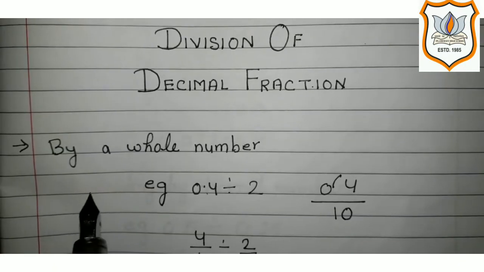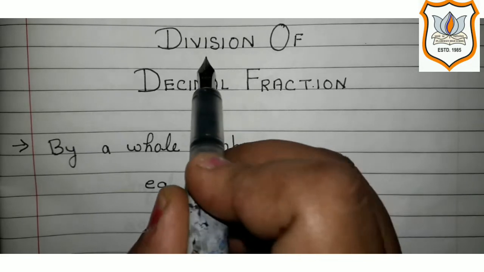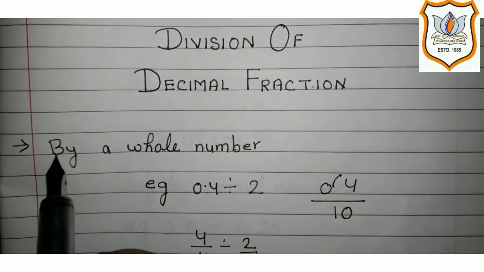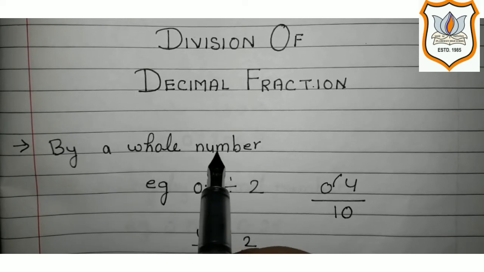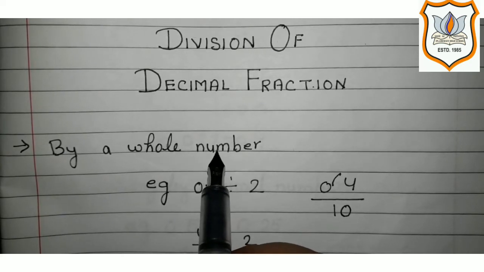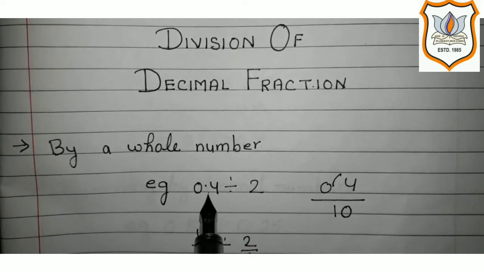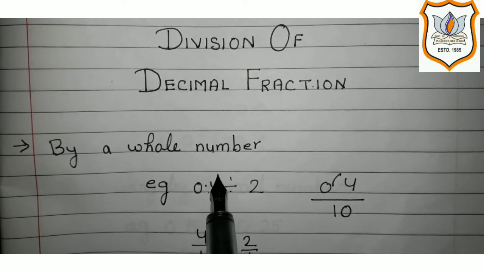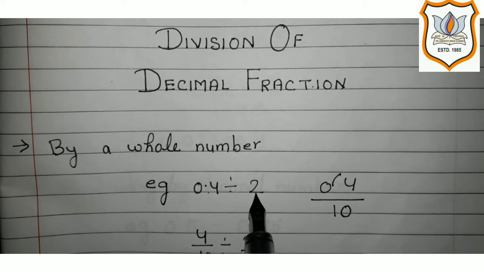Now, the first topic of this part is division of decimal fractions. The first point is division of a decimal fraction by a whole number. I will explain it by giving an example. The example is 0.4 divided by 2. This 0.4 is a decimal fraction and this 2 is a whole number.